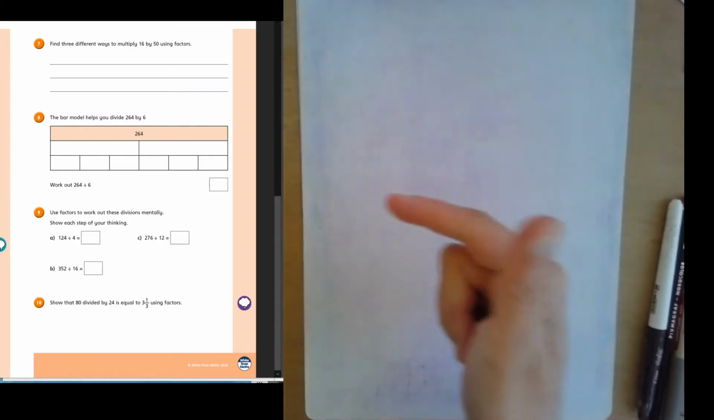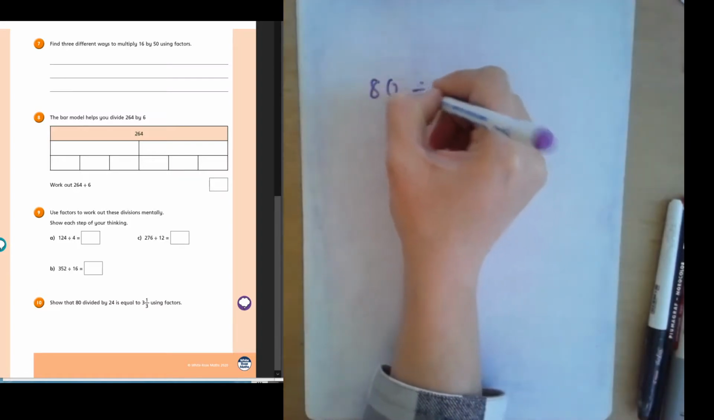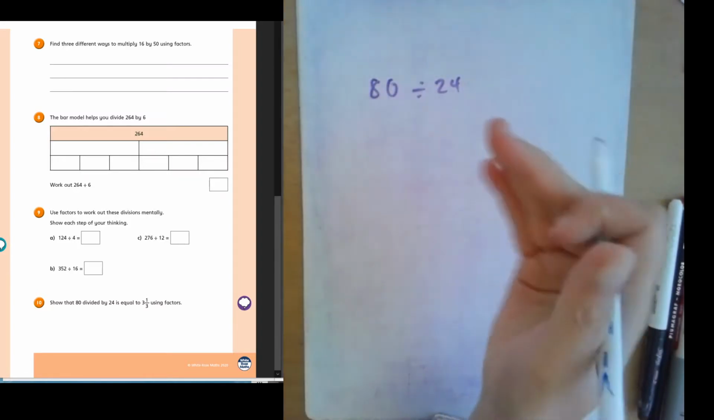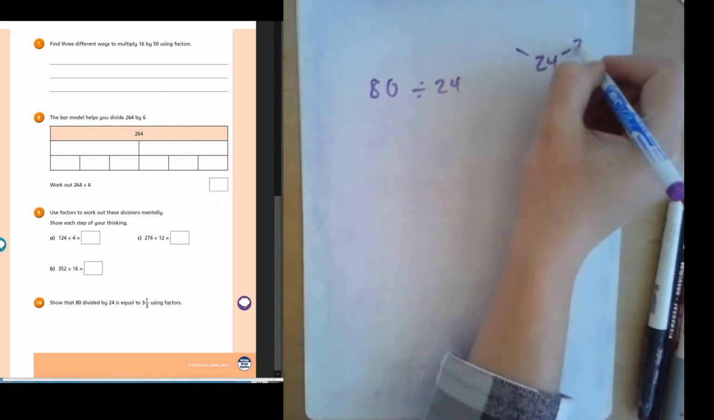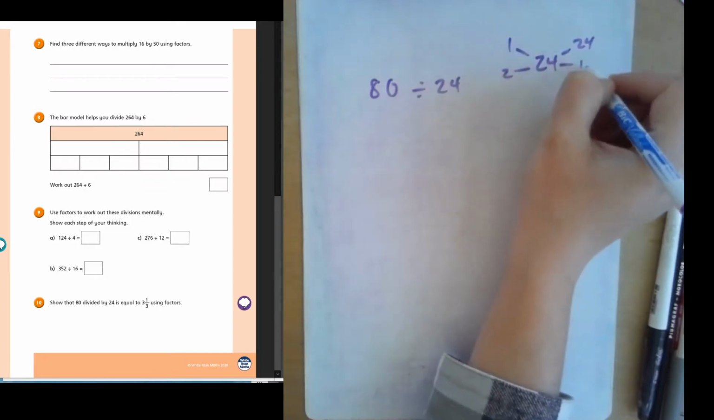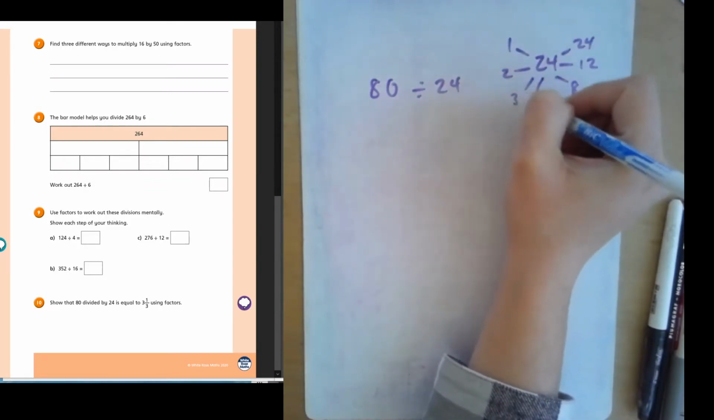Okay, and then it says, show that 80 divided by 24 is equal to 3 1/3 using factors. Okay, so we're just going to use the same technique that we've already done for up here and over here. So all I need to do is break down that 24. So I've got 80 divided by 24. What can I break down 24 into? So I know the factors of 24. You should already have written these down, but just in case you need a reference.